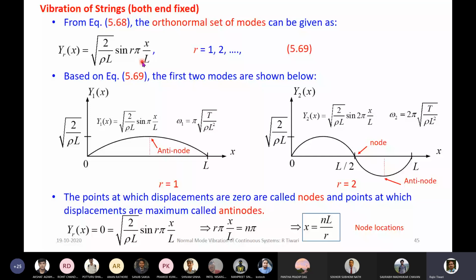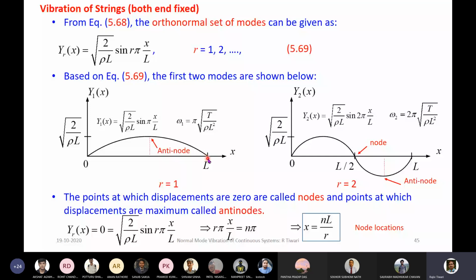Now this eigenfunction can be plotted for various values of r. Here x represents the location on the string. The string was attached at position 0 and position L, and this is the shape of the string corresponding to the first natural frequency. If we put r equal to 1 here, we get this shape. Because we have normalized with respect to mass, the maximum amplitude is root 2 by rho L. So this is the shape corresponding to the first natural frequency.